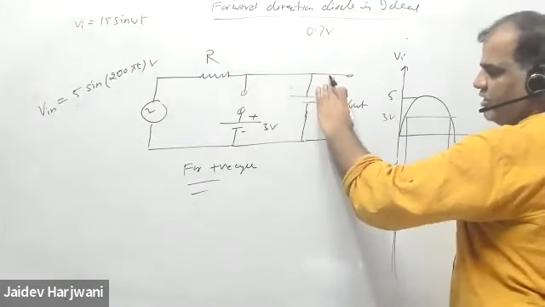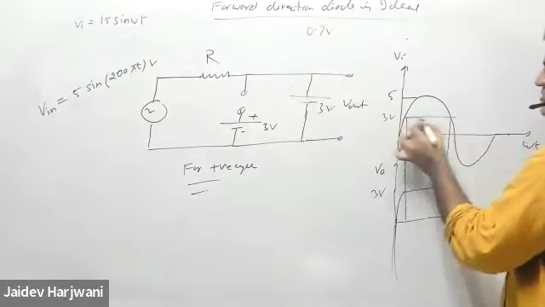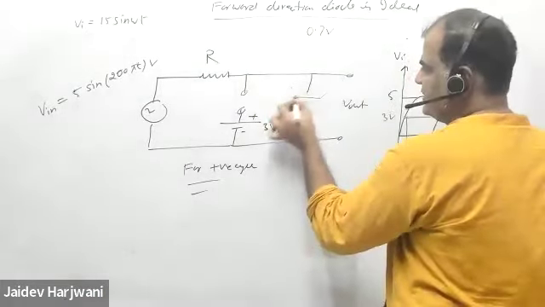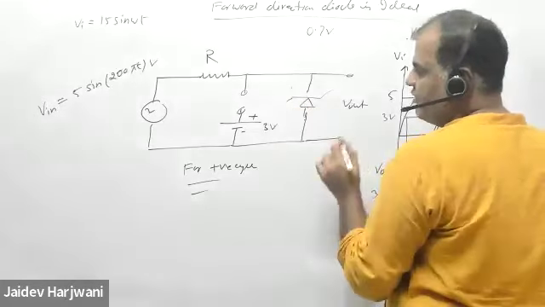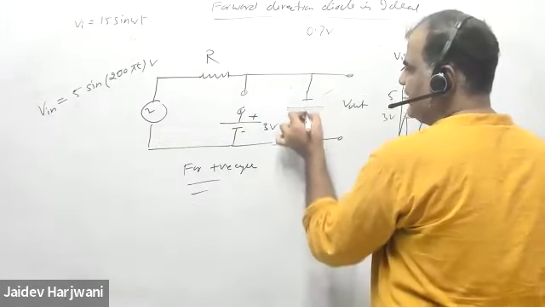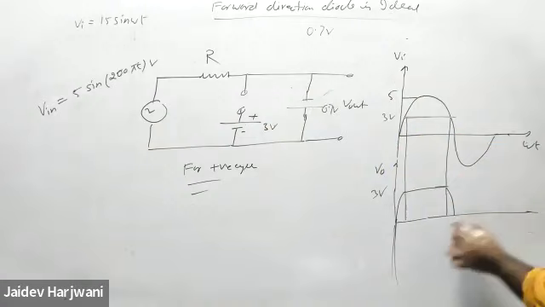So once this becomes on, it will remain on, so this voltage becomes fixed at 3 volt. And when I'm taking a reverse bias, this diode becomes forward bias here, and this voltage becomes 0.7 volt. So in the reverse bias, what will happen?